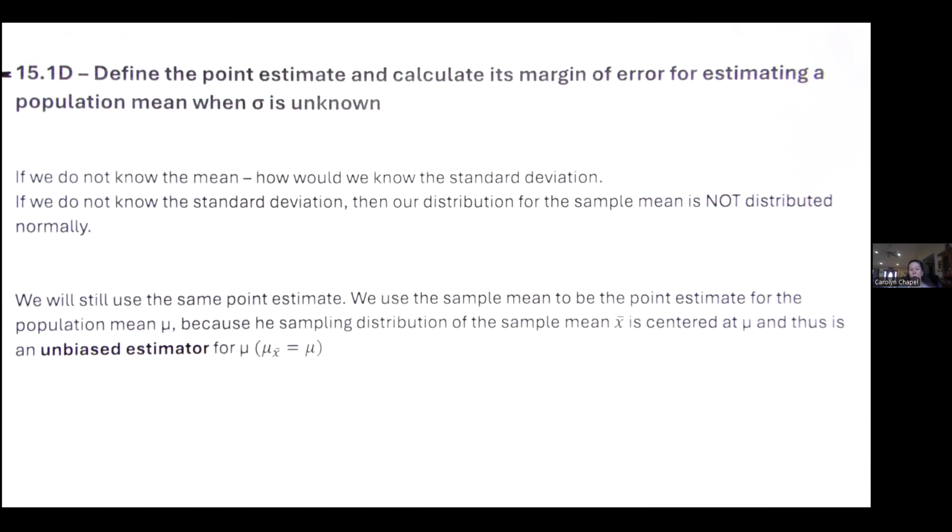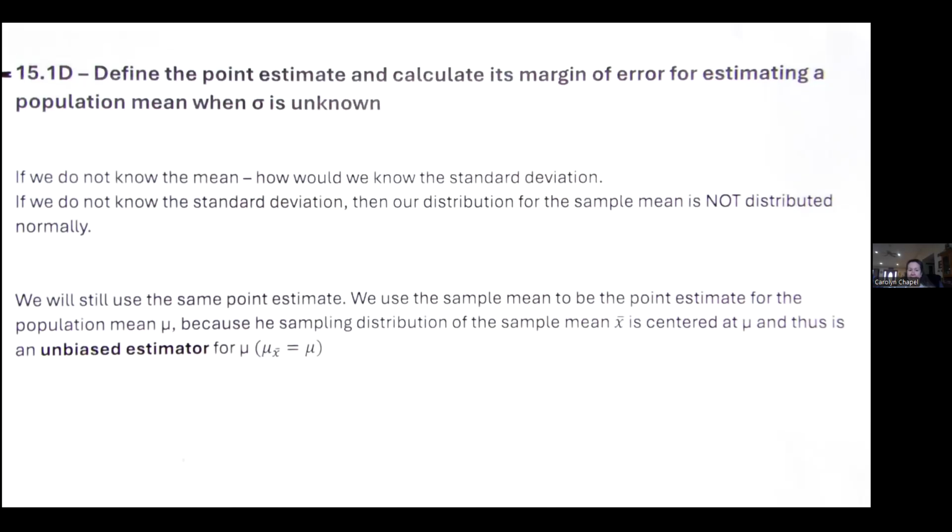In this video, we are going to take a look at creating confidence intervals when we don't know the standard deviation of the population, so that sigma is unknown. In the last video, we saw the formulas for the margin of error and things of that nature, and all of them had this sigma in them. However, if we don't know the population mean, how would we know the population standard deviation?